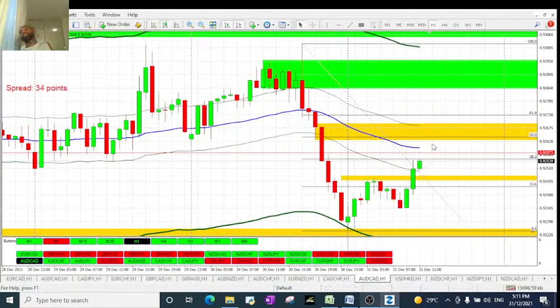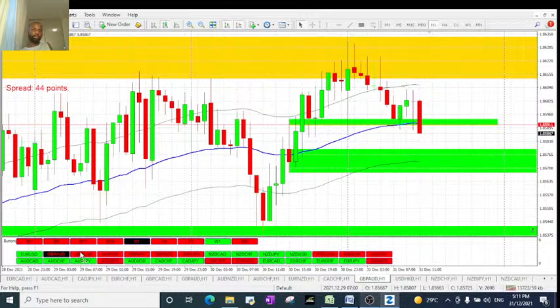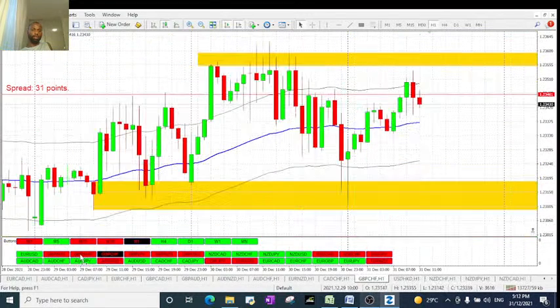Okay. Sri Lankan Canadian dollar still pushing up. Keep pushing up. Okay, look at this.